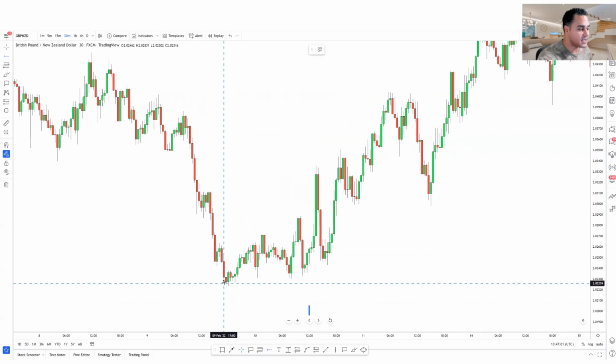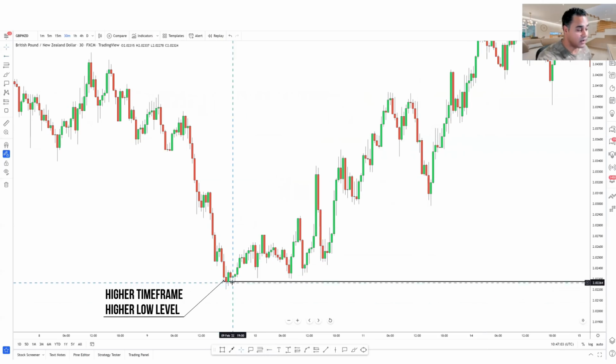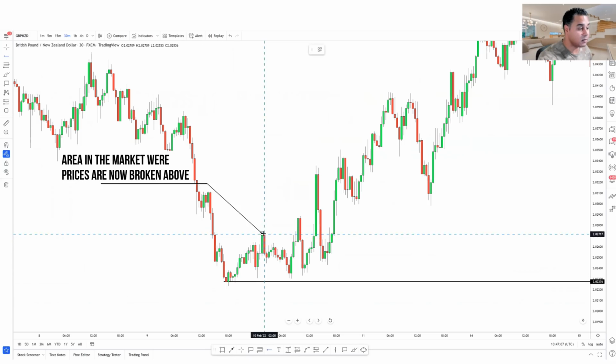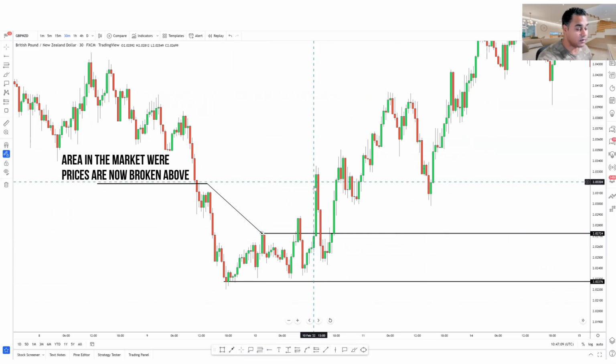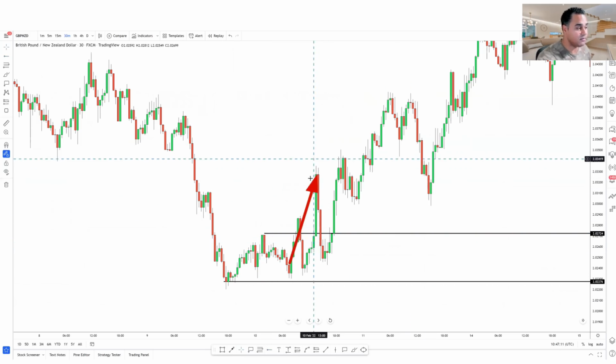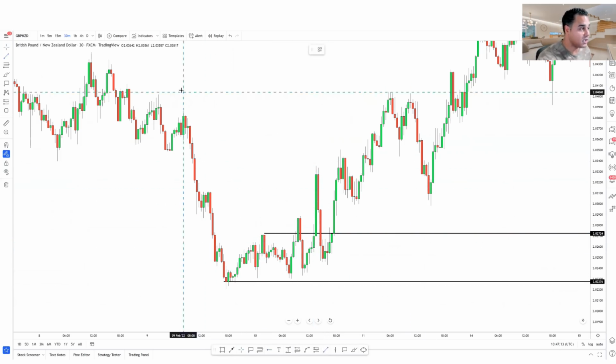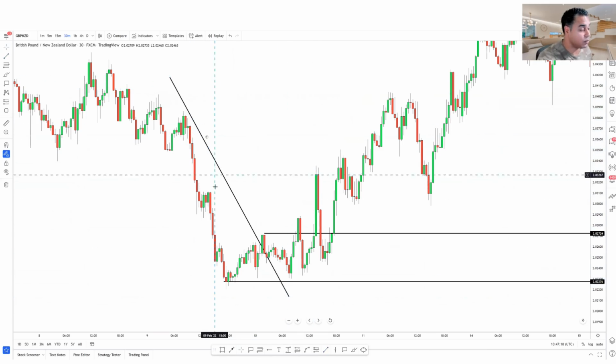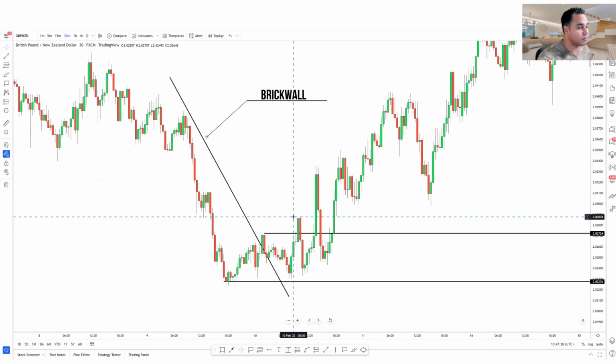So remember, this is our higher time frame, higher low level, which we get from the left here from the 4H. This is an area in the market where price has now broken above on the 1H. So there's a shift in behavior. We have now the intraday behavioral trend, which is trend line or trend, whatever you want to call it. I call it a brick wall that's been broken.